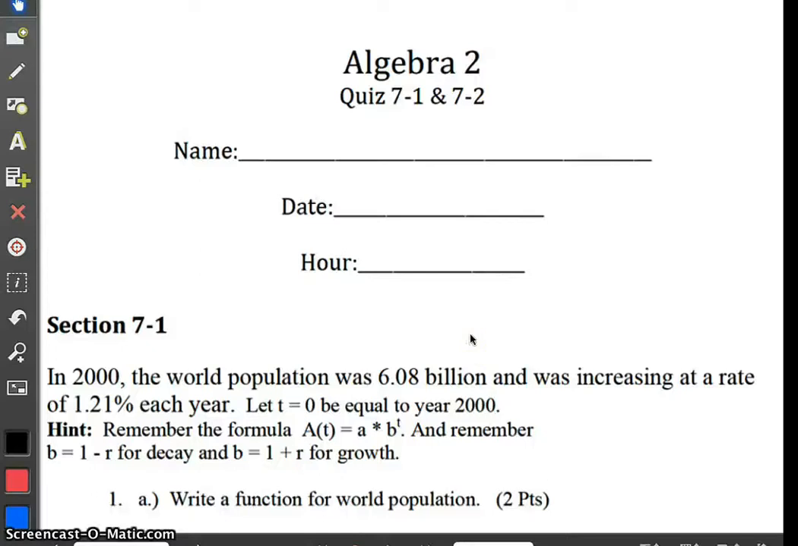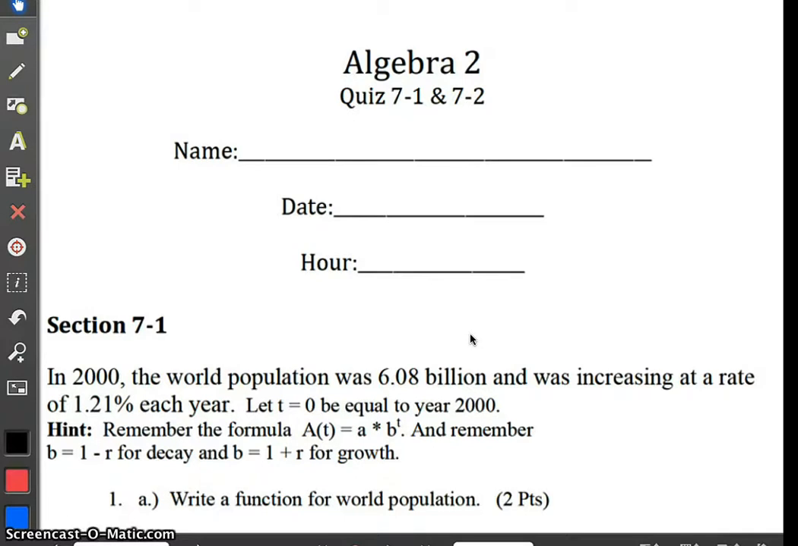Today, guys, we are going to review for a retake quiz. Several class periods ago, you took the 7-1, 7-2 quiz and struggled with it a little bit, so we're going to review over it again. So anyway, let's go ahead and walk through what we did here in this quiz review.